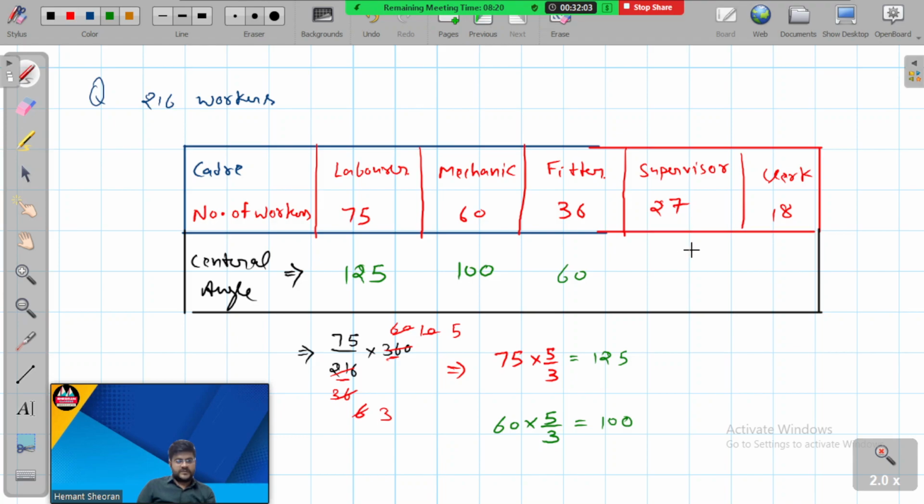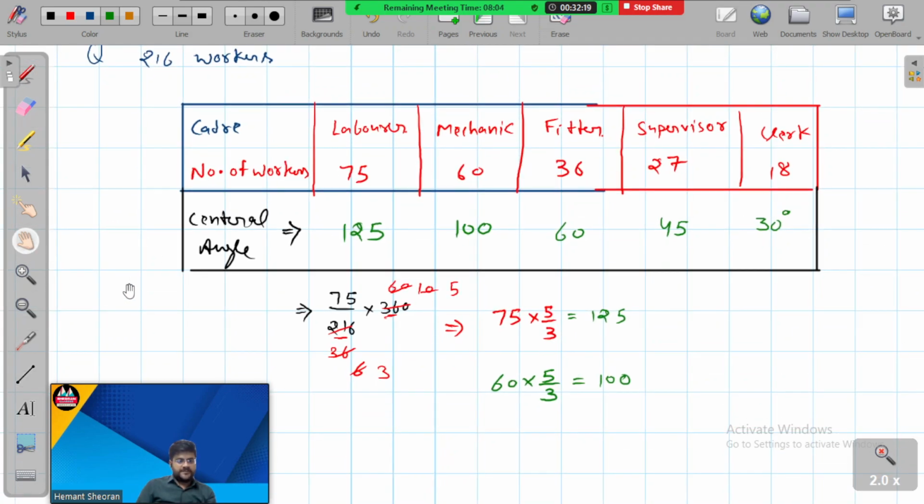3 will cut out 27 at 9. 9 times 5 is 45. Same way, 5 over 3. So 3 will cut out 18 at 6. 6 times 5 is 30. Any confusion? No? Good. So let's continue with the next one.